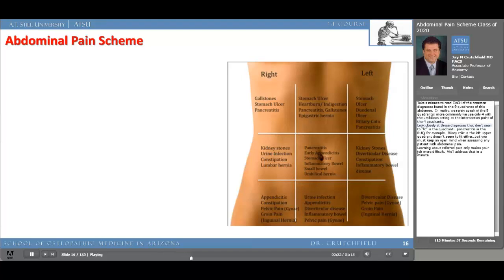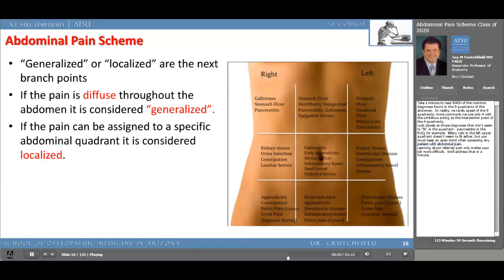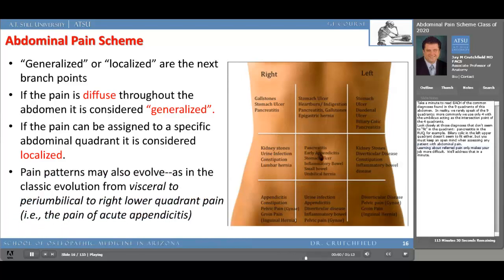As part of this scheme, generalized or localized are the next branch points. If the pain is diffuse throughout the abdomen, it's considered generalized. And if the pain can be assigned to a specific abdominal region or quadrant, it's considered localized. Pain patterns may also evolve, as in the classic evolution from visceral to periumbilical to right lower quadrant pain seen with the pain of acute appendicitis. Just keep an open mind.